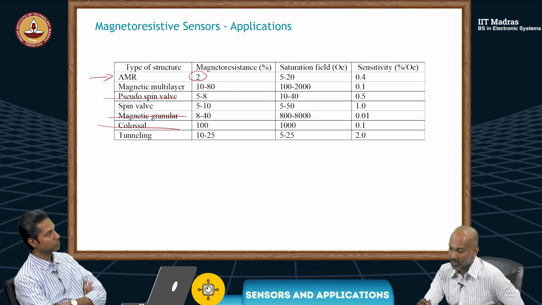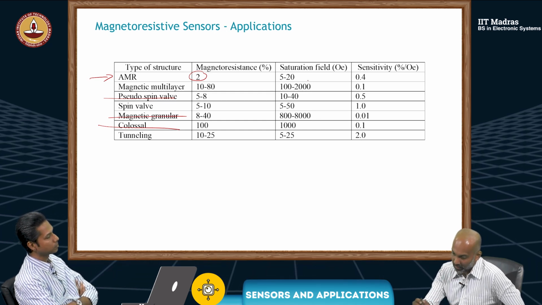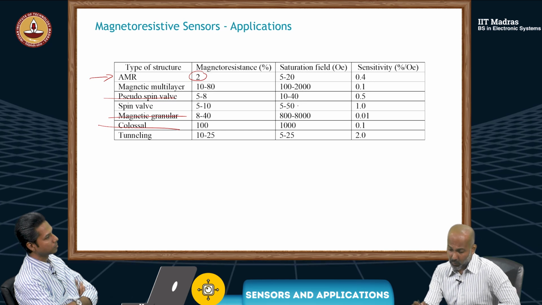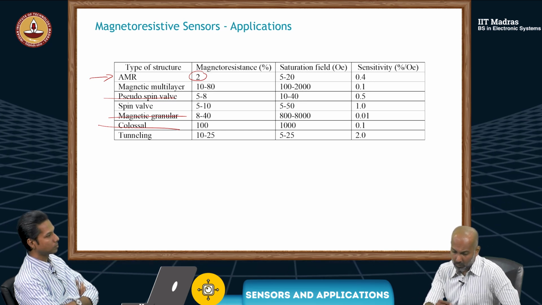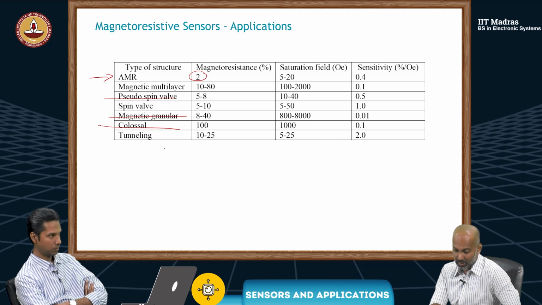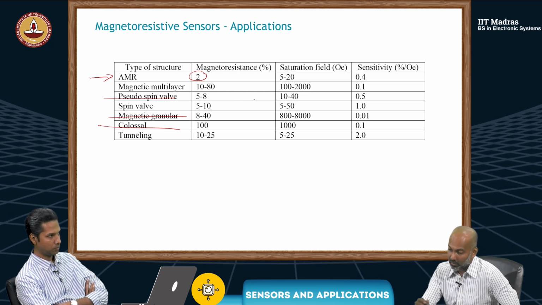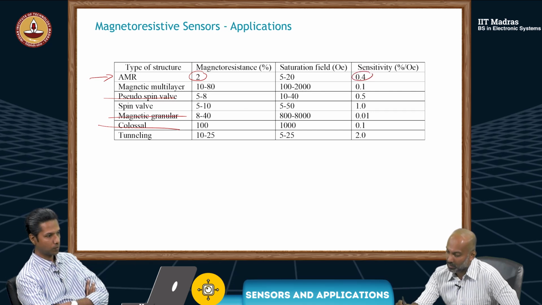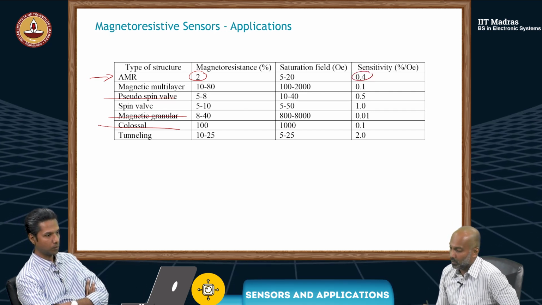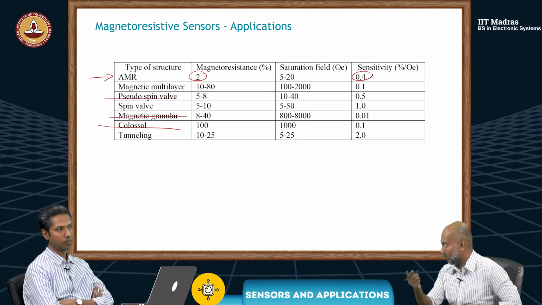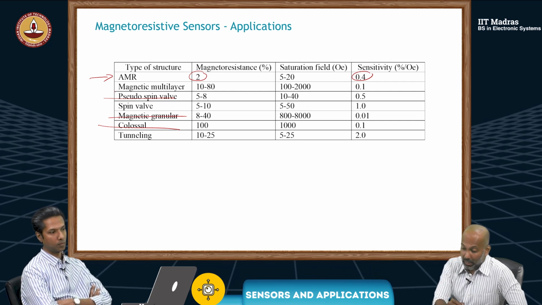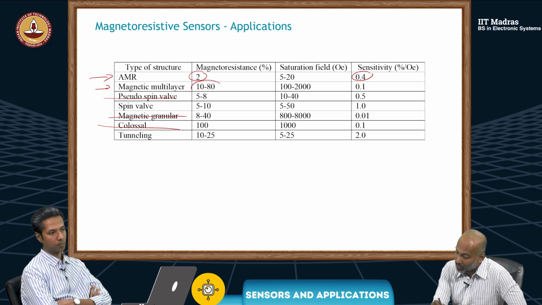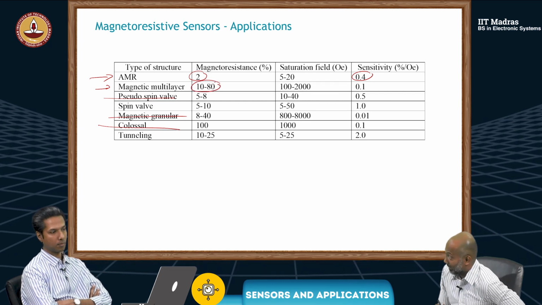Sensitivity is lower. So in this case, the saturation field is comparable to a spin valve and tunneling sensor, but the actual change is very small, right? So the sensitivity is only 0.4% per Oersted. Oersted is a unit for measuring magnetic field. If you look at the multilayer, see, the magnetoresistance is very high, 10 to 80%.